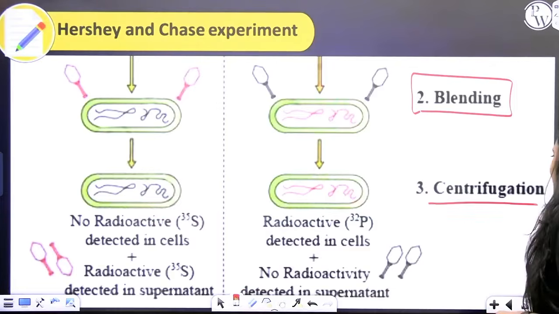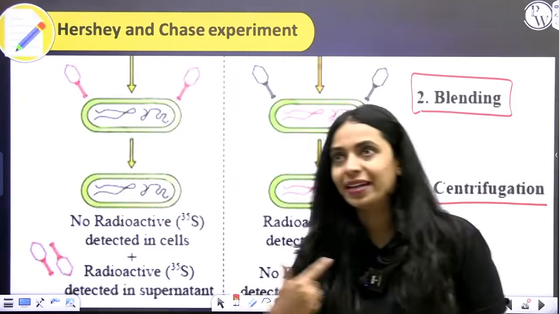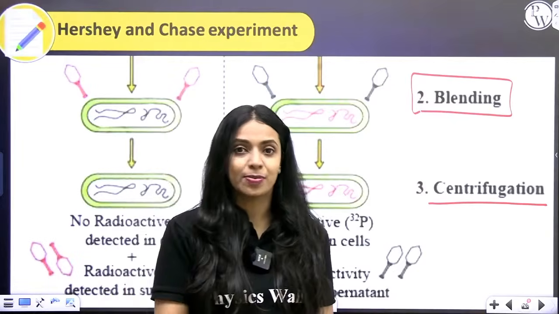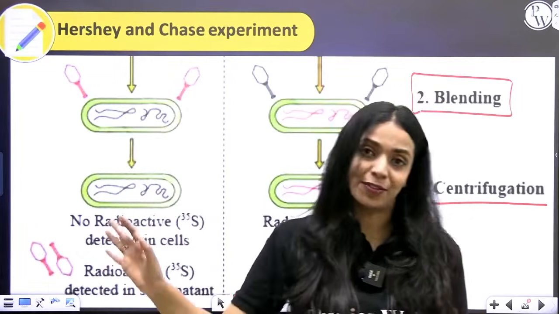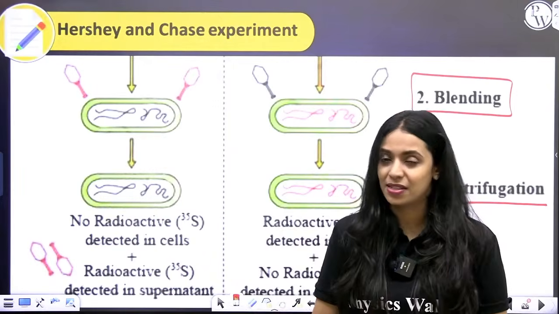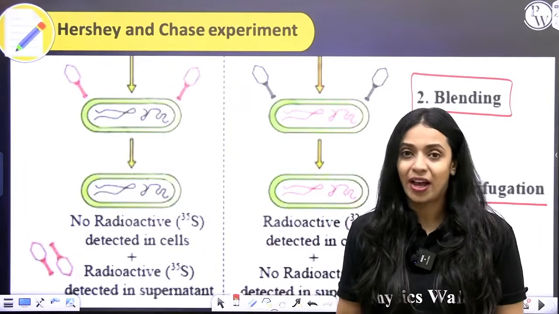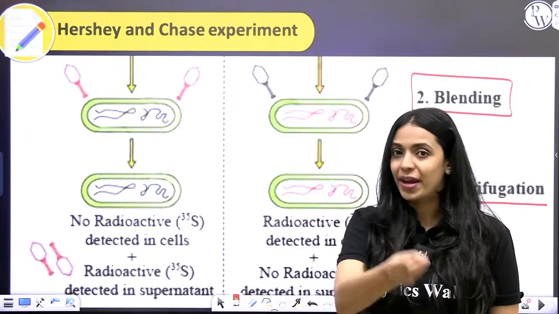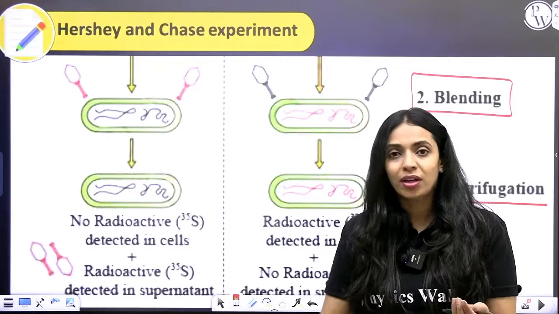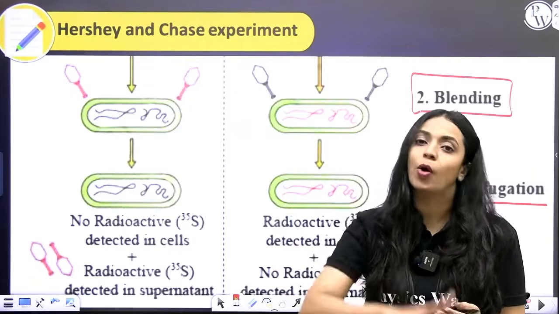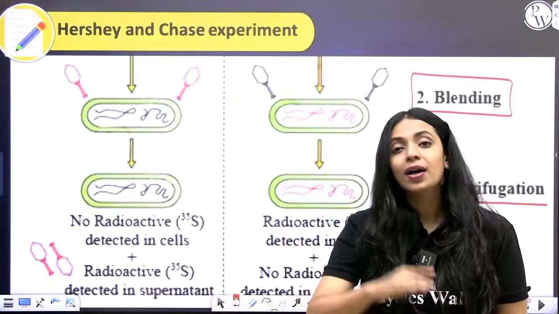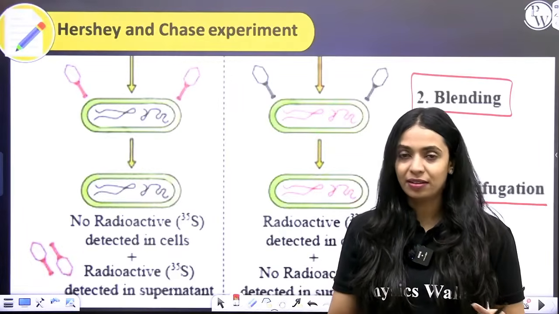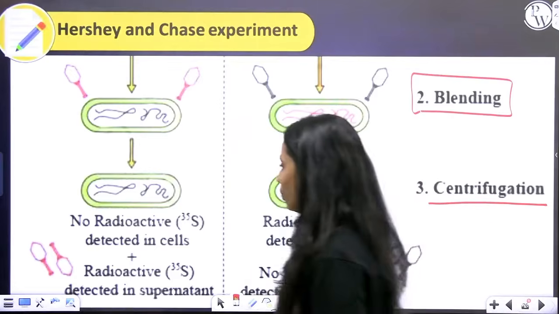Next, they performed centrifugation. Centrifugation is similar to blending, where you're rotating these inside centrifugation tubes at very high speeds, like 50,000 rotations per minute, 25,000 rotations per minute. When you're rotating it at such high speeds, the bacteria, being heavier or denser compared to a viral protein coat, will form a pellet at the bottom of the centrifuge tube, and the supernatant will remain on top, and the supernatant will contain the viral protein coat. That is exactly what happened.